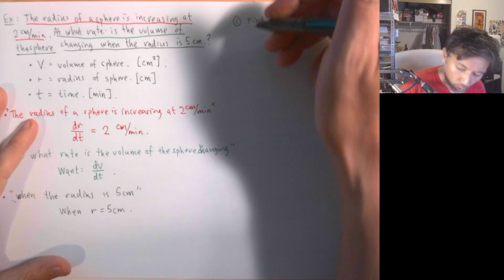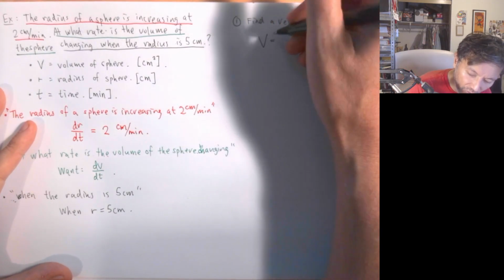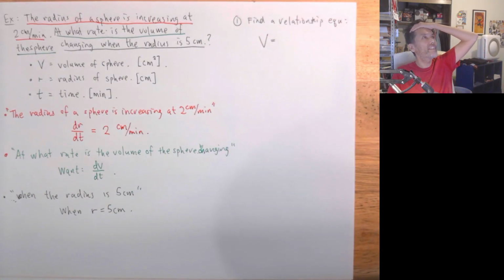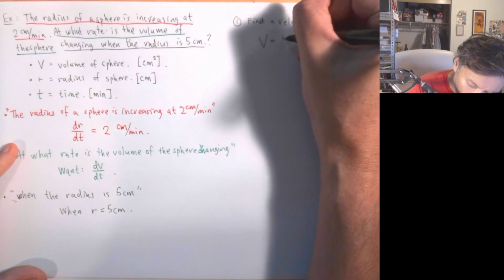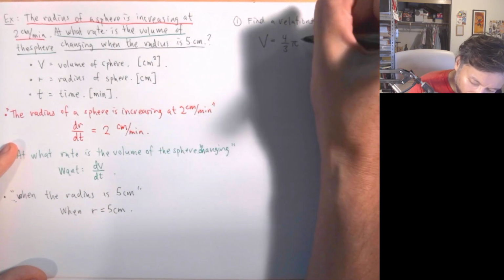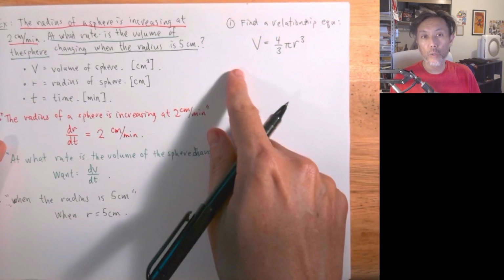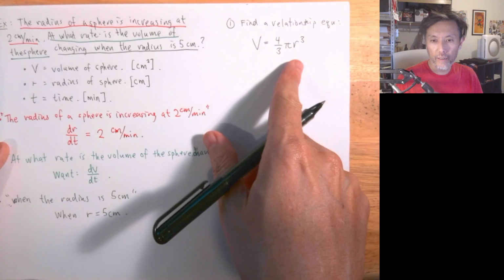Here it is. The relationship between the volume of a sphere and its radius is 4/3 pi r cubed. V is equal to 4/3 pi r cubed. This is a relationship between V and r. Yeah?